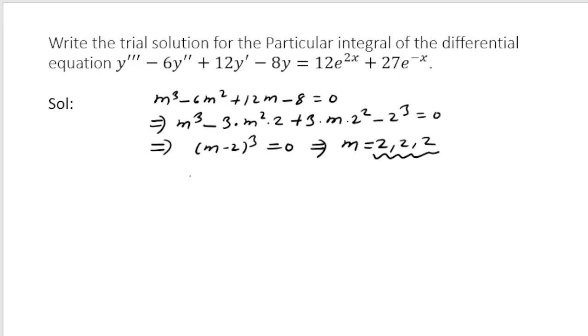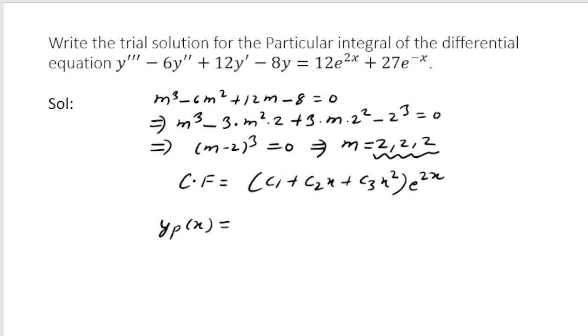So if I write the complementary function, the complementary function here will be (c1 plus c2 x plus c3 x square) e to the power 2x. That will be the complementary function. Yes or no? Now what will be the trial solution? The trial solution will be yp(x) is equal to, if I look at the right hand side, we have e to the power 2x, so I will write a e to the power 2x, and we have 27 e to the power minus x, so I will write plus b e to the power minus x.